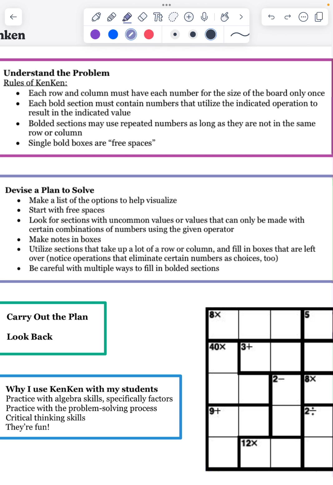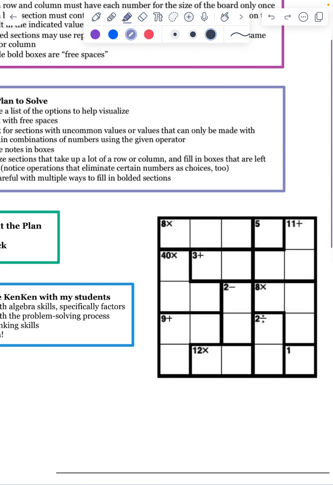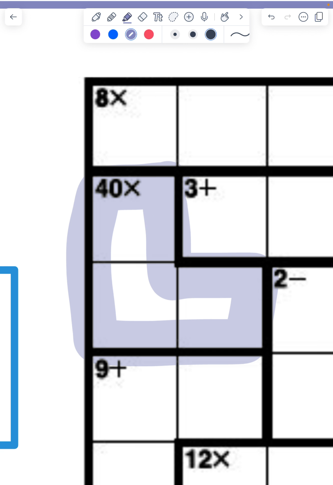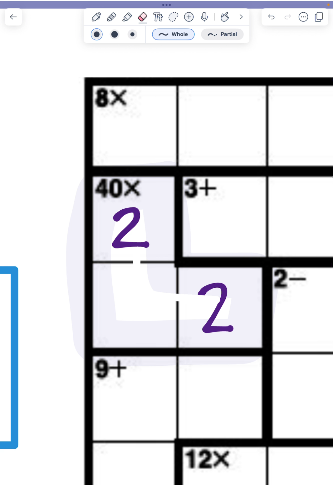Also, bolded sections may use repeated numbers as long as they are not in the same row or column. So, for example, in this section, depending on what ends up going here, it could be possible to have two 2s there because one is in one row and column and the other is in another. So it's okay to have them in the same bolded section.